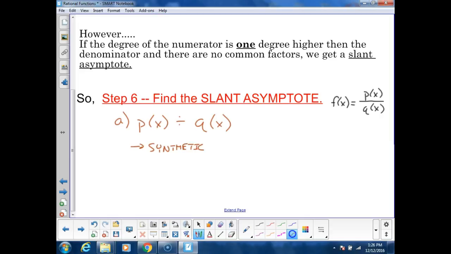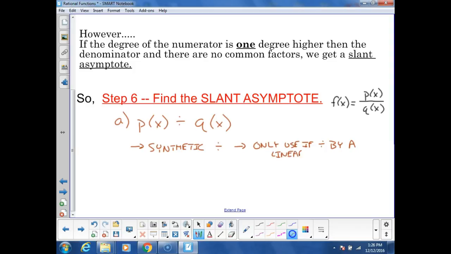Synthetic division. What's the downfall with synthetic division? What's the one problem that it has? Anybody remember? The issue is you can only use it if you're dividing by a linear term.